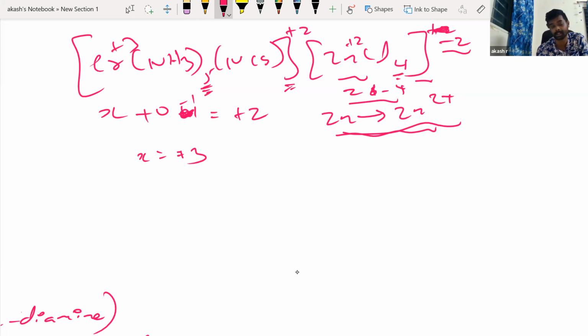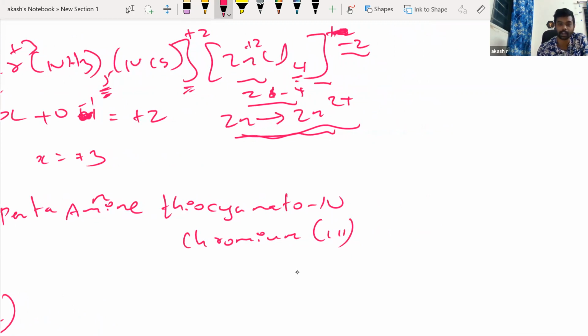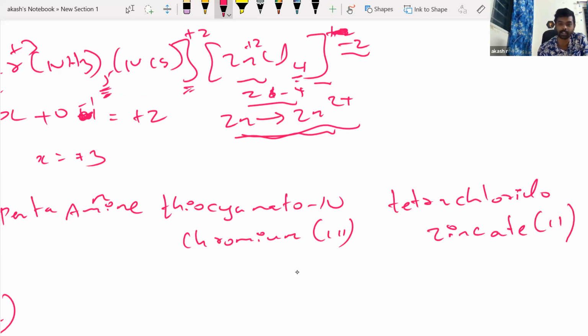So we'll write the amine first, because alphabetically that is what is going to come first. So we have pentaamine, double M should come. You can write isothiocyanato, or you can write thiocyanato-N, like this also you can write. That is also correct. Then we have chromium in +3 oxidation state. Then go for the other one. Now we have tetrachlorido zinc. Now we should not write zinc, we have to end with -ate because it is negatively charged. Zincate, and obviously the overall oxidation number is +2.